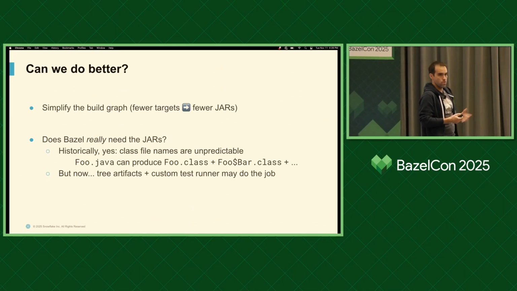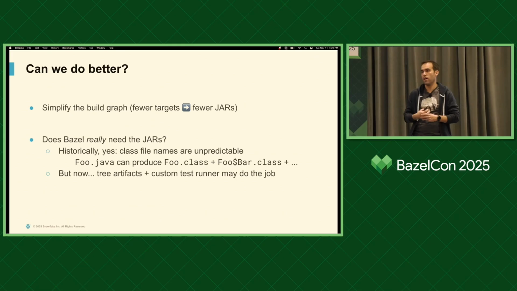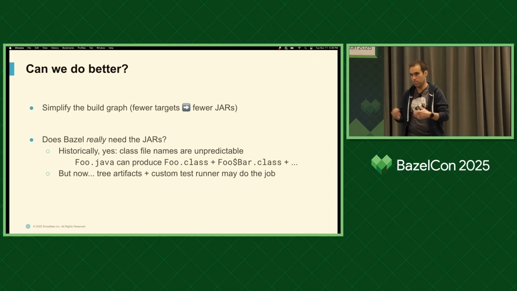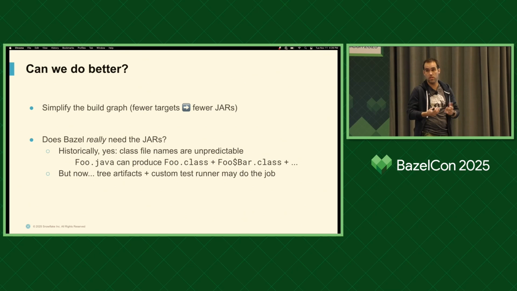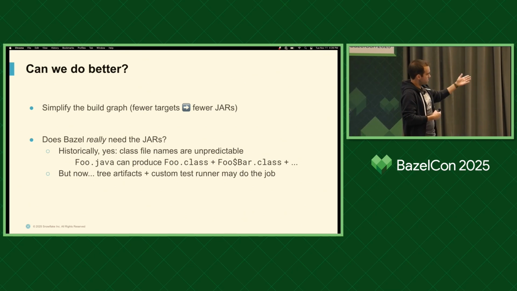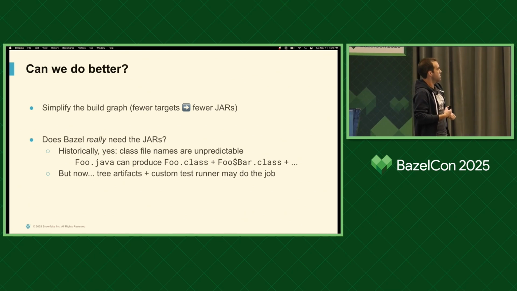One thing we're trying to do is to actually simplify the build graph, right? So if we have fewer targets in the Bazel definition of our compilation, we'll have fewer jars. So that's the first thing we're trying to do. But the more interesting thing that I have never gotten into yet is, does Bazel really need all these jar files? And I think it doesn't.